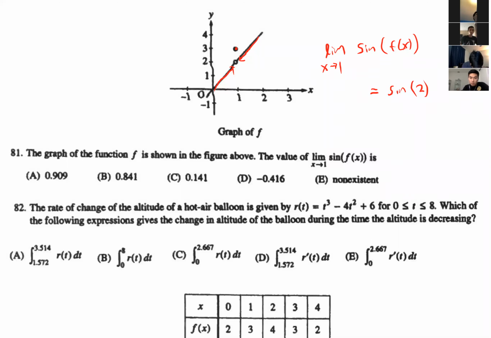As x gets closer and closer to 1, according to the graph, this limit is going to equal sine of 2. So just figure out what sine of 2 is on your calculator, and that's your answer. That's it. This point right here is a distractor because that has nothing to do with the limit. The limit is what is the y coordinate as you get closer and closer to x equals 1 from both sides, and that would be 2. Then you just plug that into sine. So sine of 2, do that on your calculator. In radian mode, that'll be 0.909.